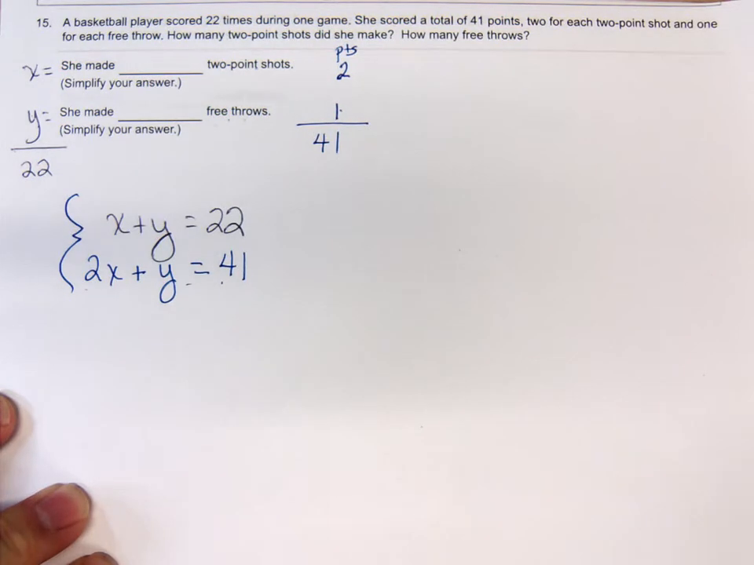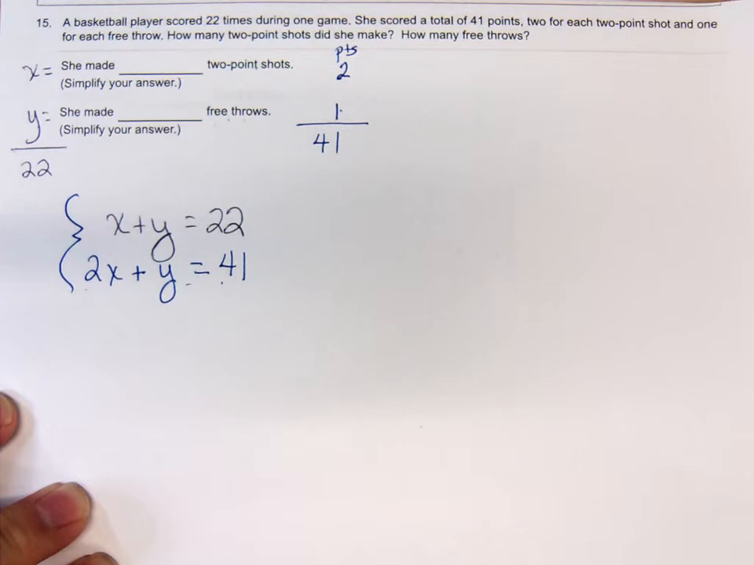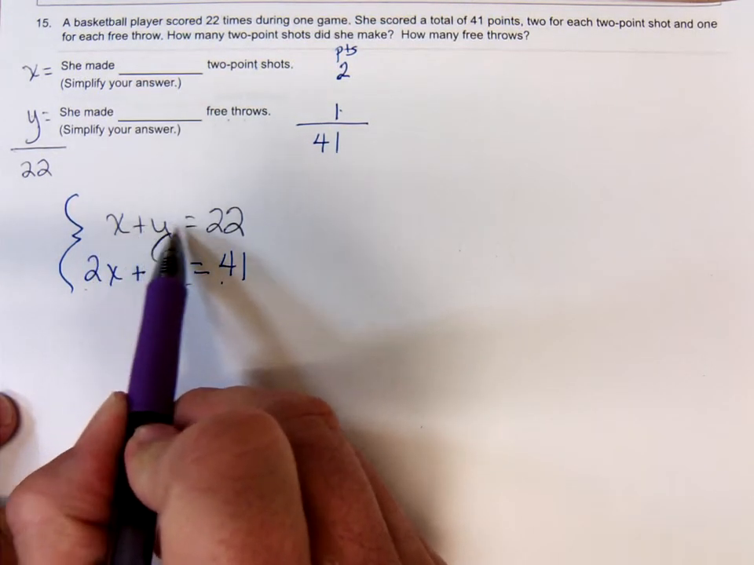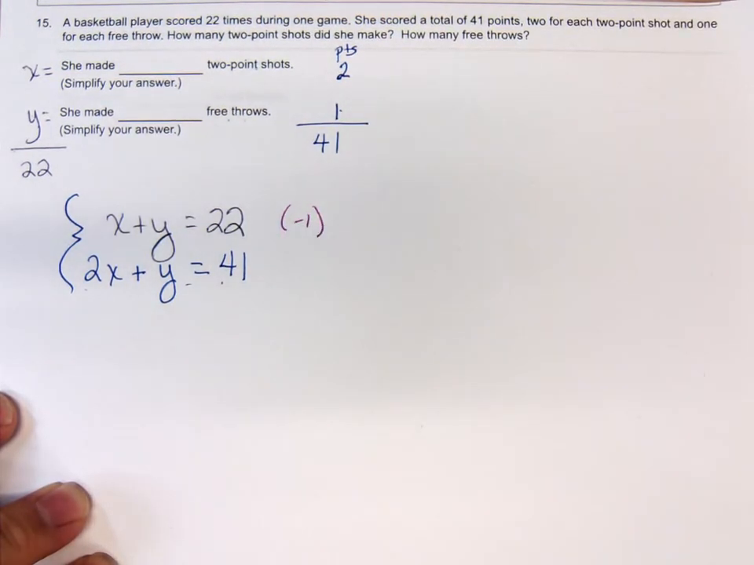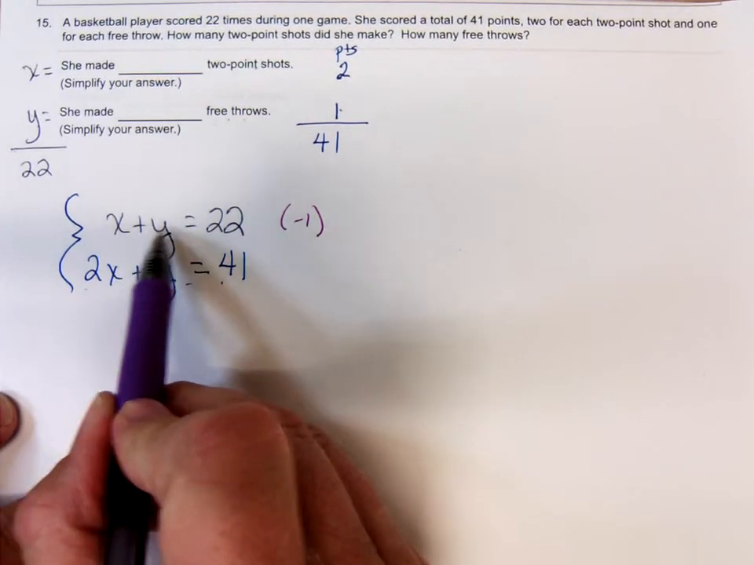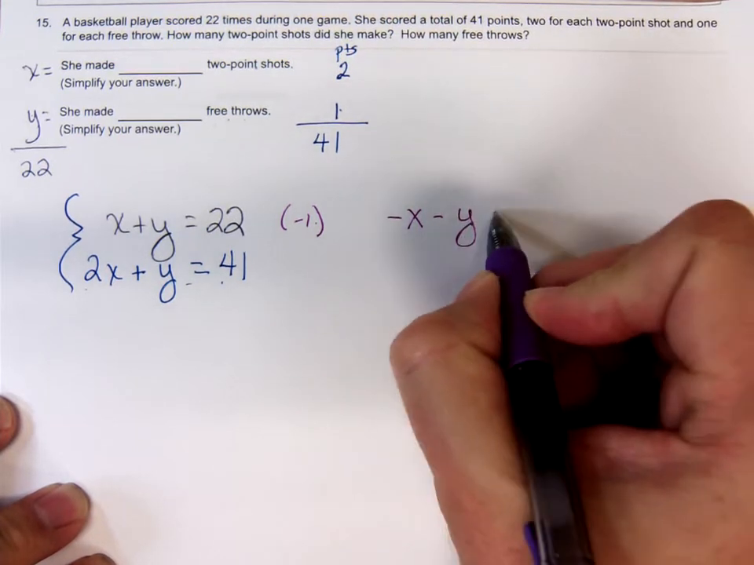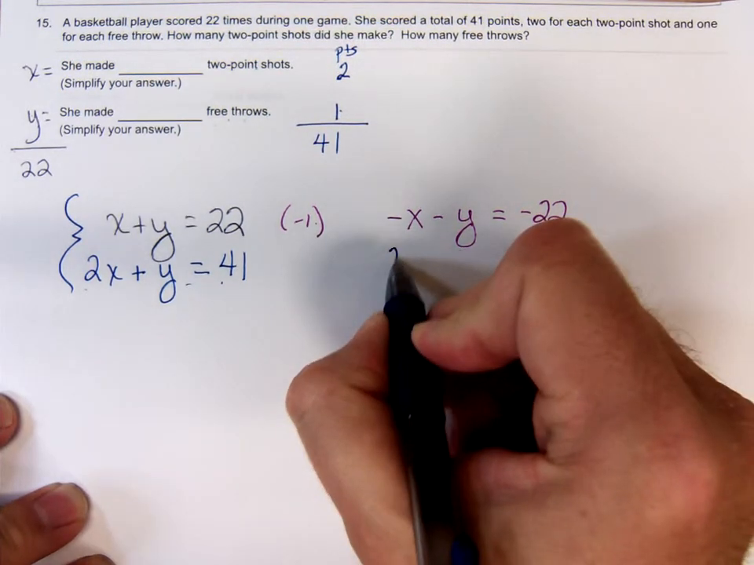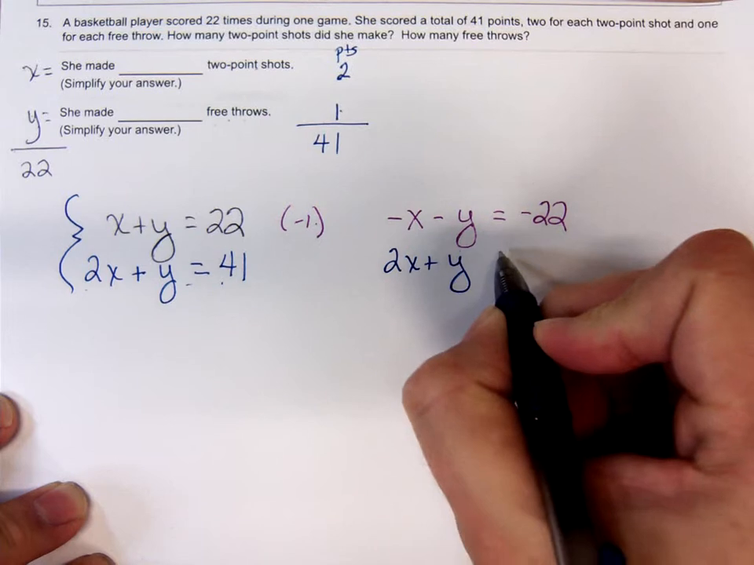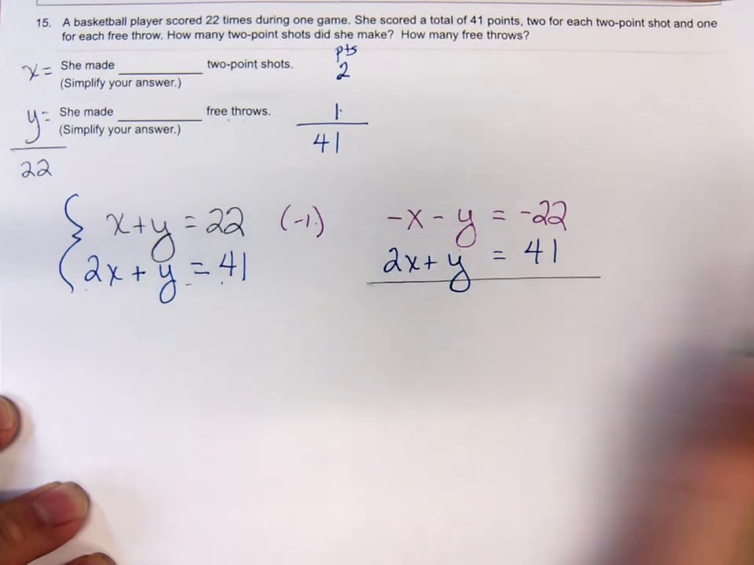So if we wanted to solve this, I think what I'll do is solve it by elimination. And perhaps the best way to do that would be just to multiply this top one here by -1. If I went through and multiplied this top equation by -1, I'd have a negative X, a negative Y, and a negative 22. Now, if you wanted to multiply the bottom one by -1 instead, that would be fine. You'll still get the same answer I'm getting.